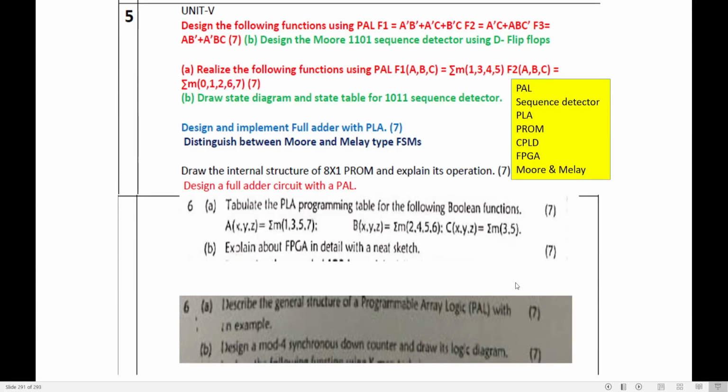Let us look into our very next topic, most repeated patterns in Unit 5. If you see Unit 5, most repeated patterns, the first question is to design using PAL. So PAL is asked. The next question is sequence detector. Again, sequence detector is asked. The next question is again sequence detector. The next question is PAL.